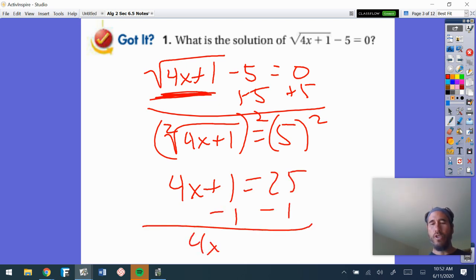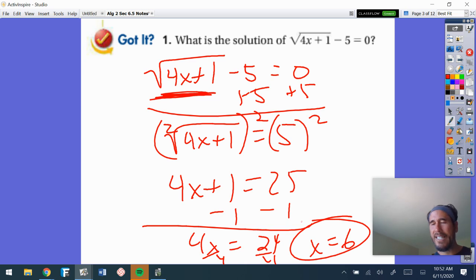Little junior high math here. 24 divided by 4, I get x equals 6. Well, let's check it, because math is awesome and you can make sure you get every problem correct.